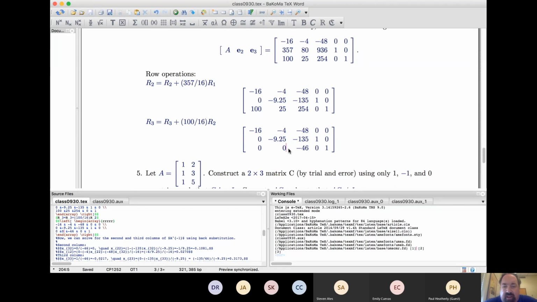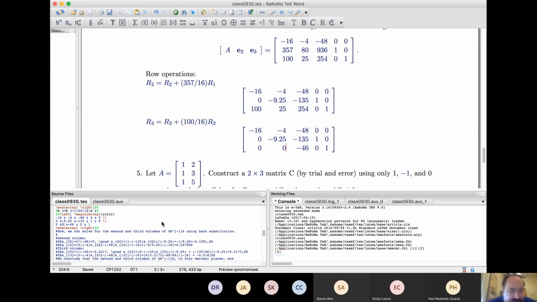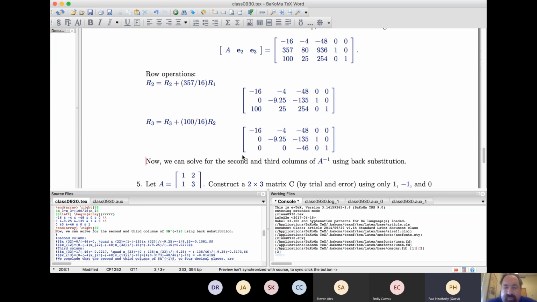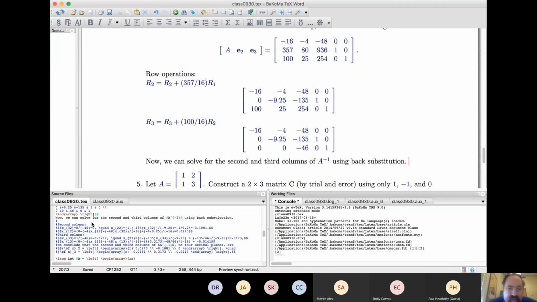Now, how you proceed from here, you can either keep going to get reduced echelon form, in which case the second and third columns of the inverse will appear over here, or you can perform back substitution like I've done in solving other systems. Really, the operations that you're performing are equivalent either way. So what I'm going to do is solve these two systems using back substitution and this echelon form. I'm going to do the second column first, and then carry out similar operations for the third column.